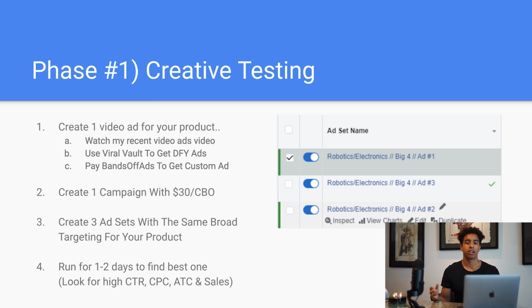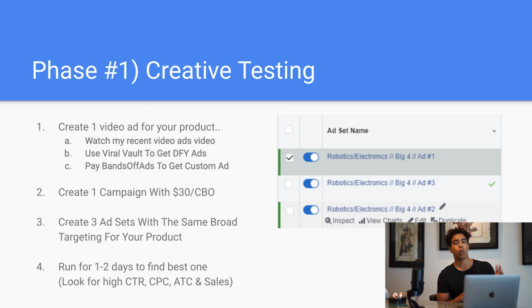So let's say, for example, in this case, I'm selling this robotic kind of gadget-based product. I want to target the broadest niche that's related to my product that my audience might be in. And we're going to duplicate that 3 times. The audience is going to be the exact same. The only thing that changes inside of there is the ad itself, because then we can test which ad is performing the best in our ideal target market.